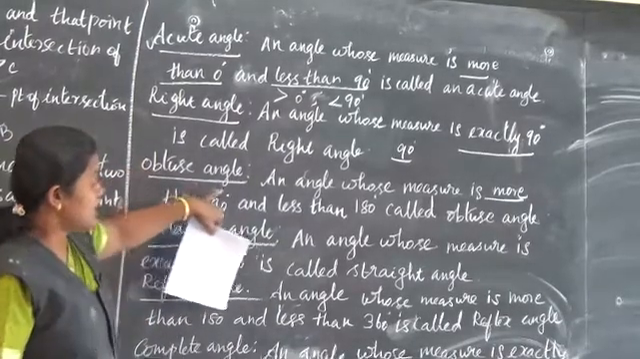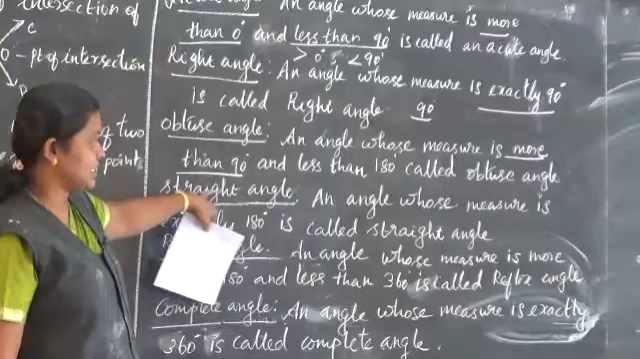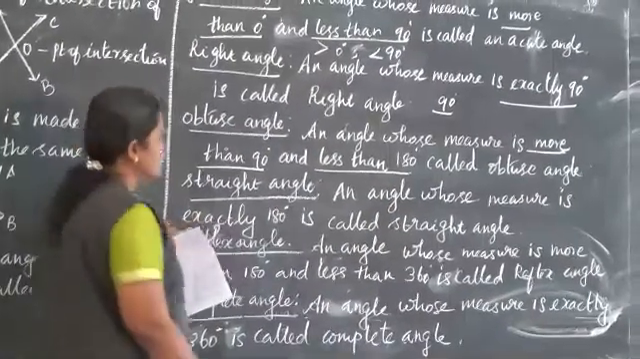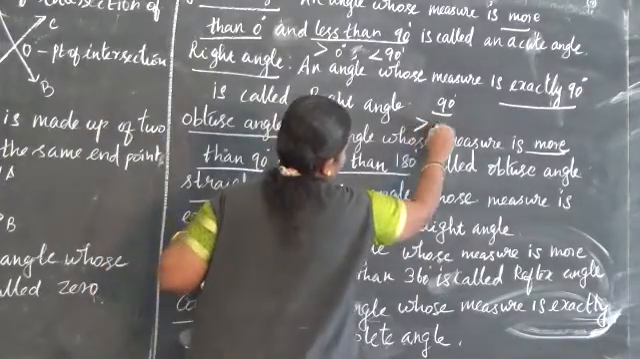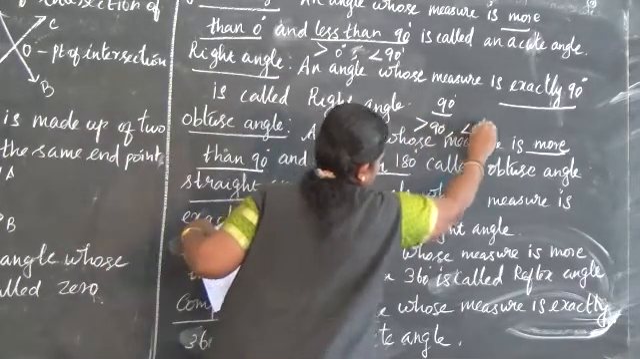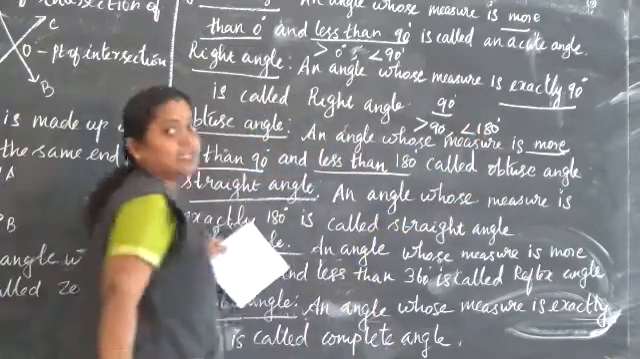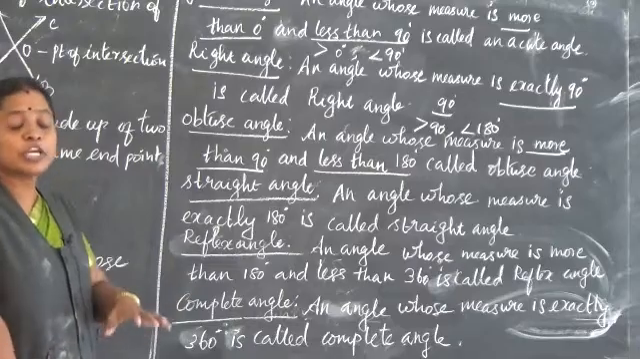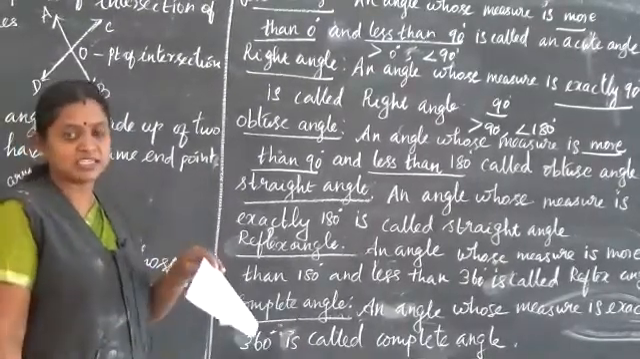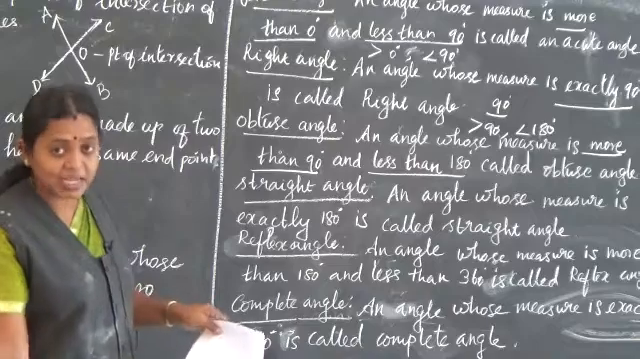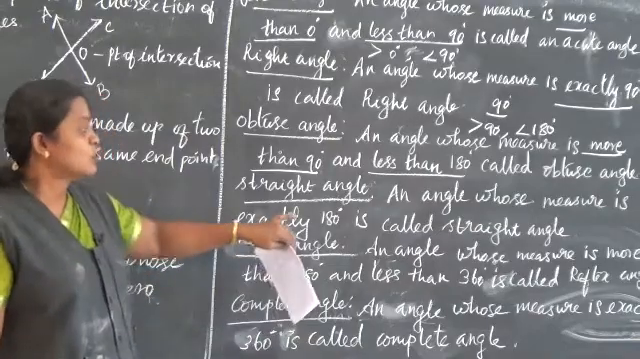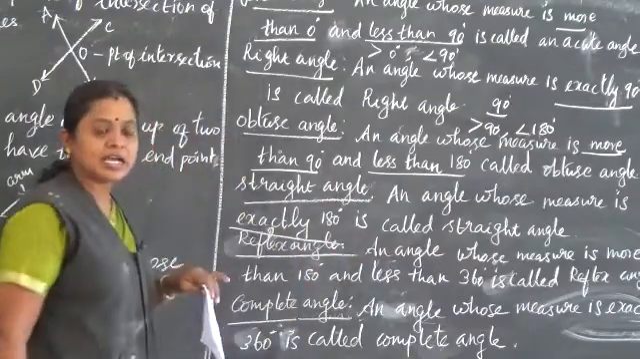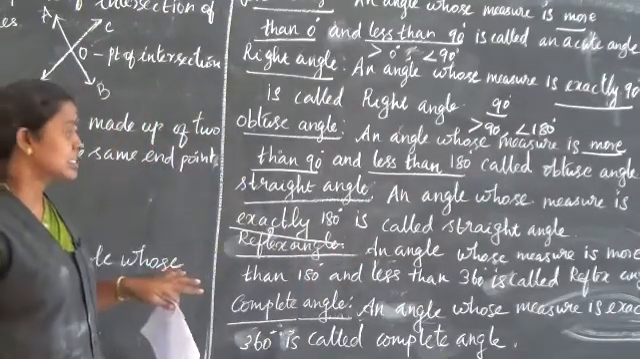Then obtuse angle: an angle whose measure is more than 90 degree and less than 180 degree is called an obtuse angle. Simply we can write like this. Then the next one is straight angle. Always you should keep your hand straight. It is a straight angle, that is a straight line also. So an angle whose measure is exactly 180 degree is called a straight angle.